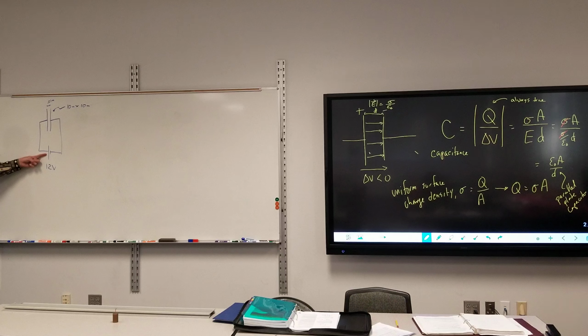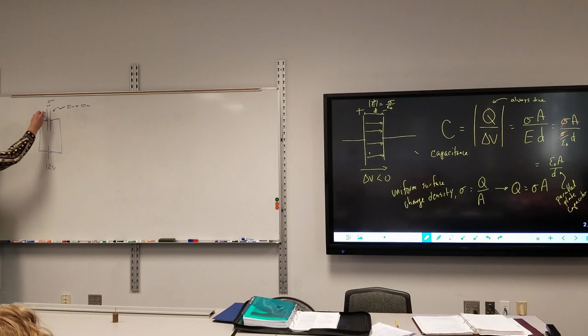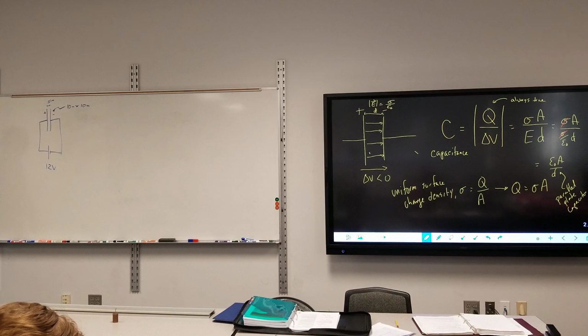What's this? Battery. Capacitor. All right. So I have a 12-volt battery hooked up to a capacitor here. I have two plates for the capacitor. One will be positively charged, one will be negatively charged. Which one will be the positive plate? And therefore the one that's negatively charged? Yep.